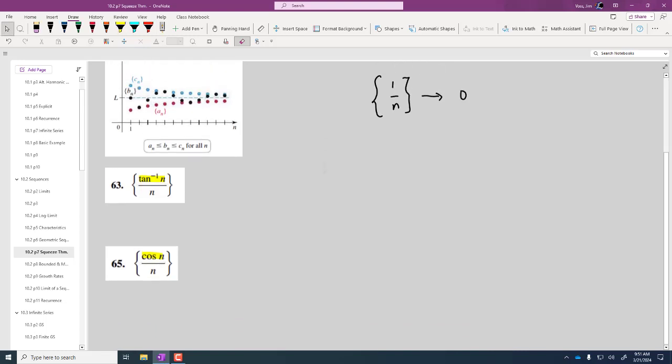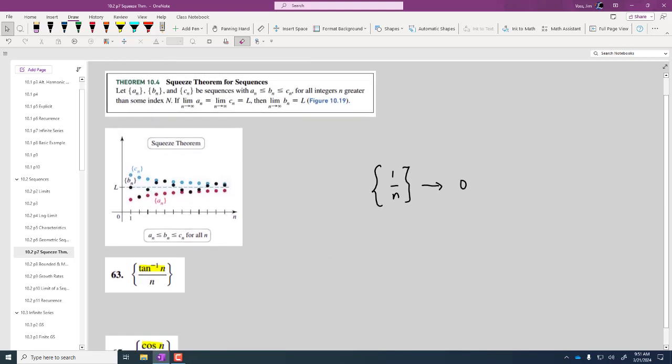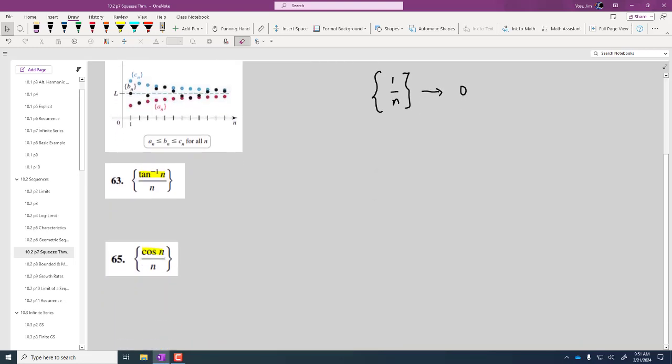Here's the visual for the squeeze theorem. We've got an upper sequence that's converging to L. We've got a lower sequence that's converging to L. And then the black sequence is trapped in between. It must also converge to L. So that's going to be our visual for the squeeze theorem.